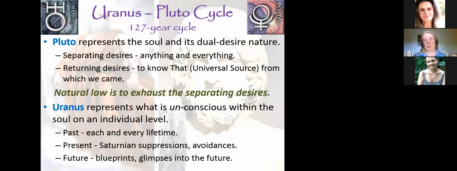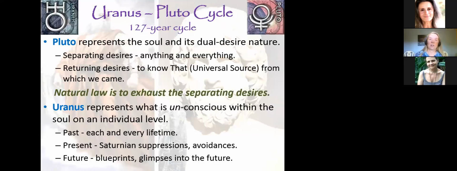If we could just pray ourselves perfect, we'd all have instant nirvana. As you can see, many of us can't quite snap our fingers and just be there in the blink of an eye. We go through these countless lifetimes, living experiences and exhausting these separating desires. So we're naturally going to do it that way, whether we've been conditioned by consensus to do it differently, pray ourselves perfect, or not. Uranus represents the individuated unconsciousness, or what is unconscious within our soul on an individual level.